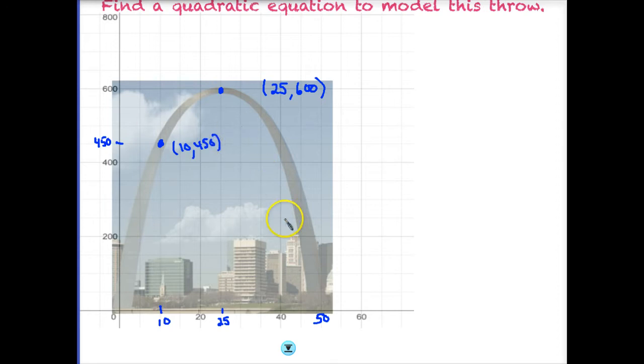So I chose any point on this arch. You can choose any point you like. You just need to make sure that you label it so that I can see it when you're doing your practice. So this is my vertex, and this is my point.